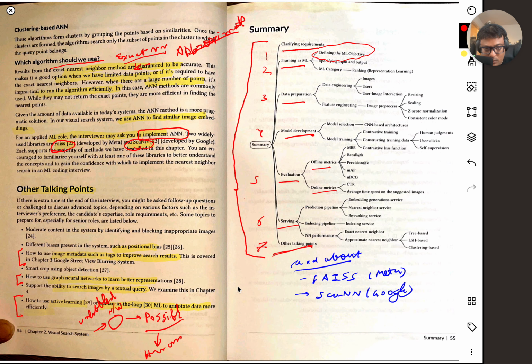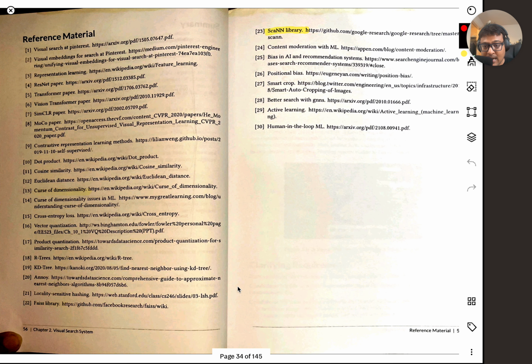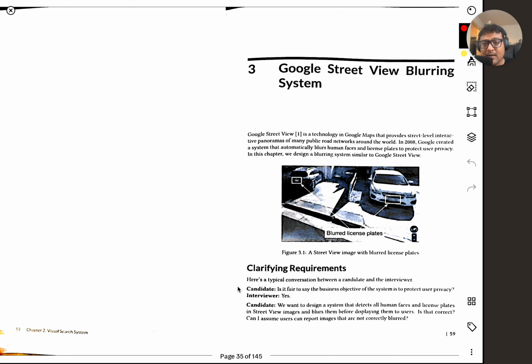And for the next video, these are some references, and you can read more about the Curse of Dimensionality and the ScaNN library by Google, which does this sort of ranking for a given number of images, and that should be a really good idea. The next time I am going to cover something called the Google Street View blurring system, and that is going to be a pretty cool video.